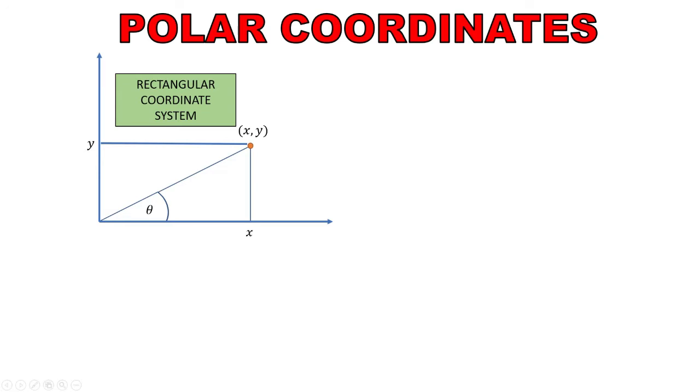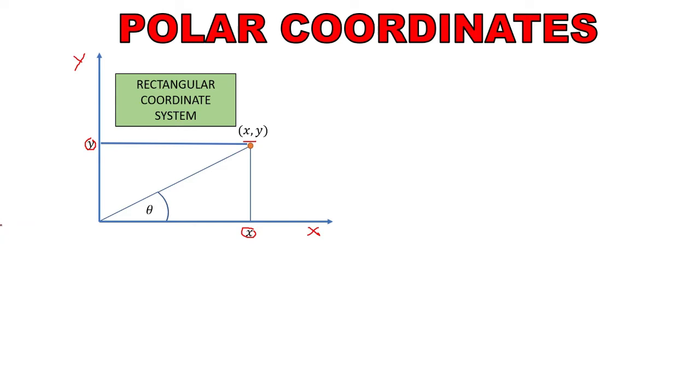The topic for today is polar coordinates. In the past, in other videos in the classes of geometry and algebra, you learned what a rectangular coordinate system is. In the rectangular coordinate system, you have the x-axis and the y-axis. When you have some point, the value of x is the abscissa, and the value of y is the ordinate.